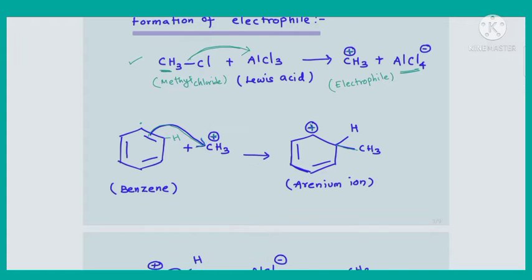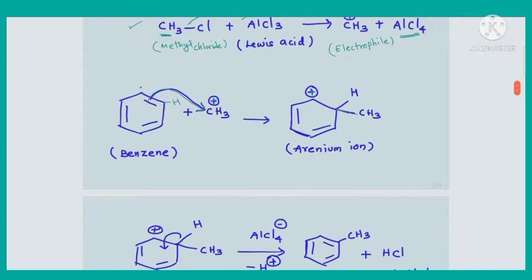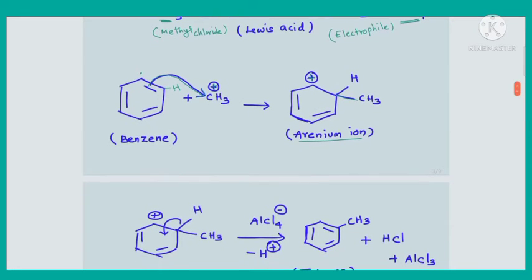A C plus center. What is the name of this species? A benzene ring in which there is a positive charge on a carbon atom of the ring is called an arenium ion, because benzene has another name, arene. So a benzene carbon with a positive charge is called an arenium ion. This is the second step, the formation of the arenium ion.